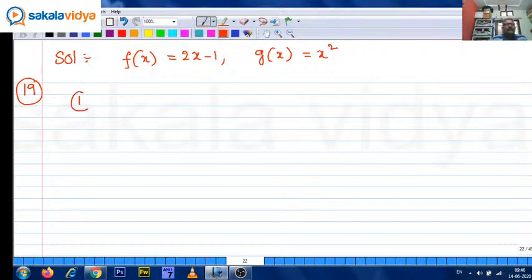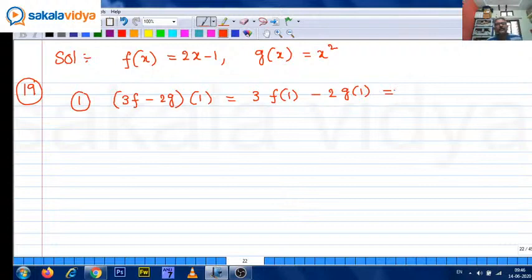First option, 3f minus 2g of 1. That means we can write 3f of 1 minus 2g of 1. So f of 1 means instead of x substitute 1 in the function f of x. That means you will be getting 3 times 1 minus 2 times 1, that is 3 minus 2 equals to 1. Yes, the first option is the correct option.